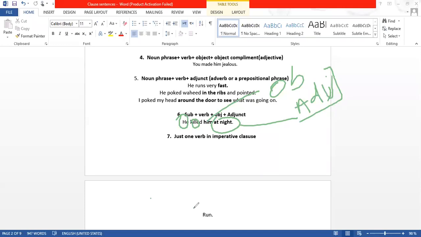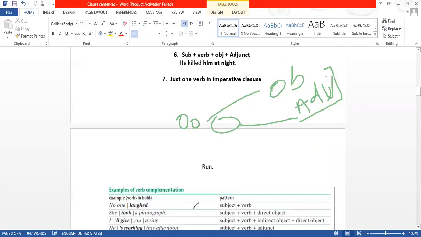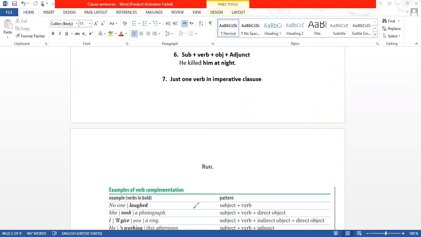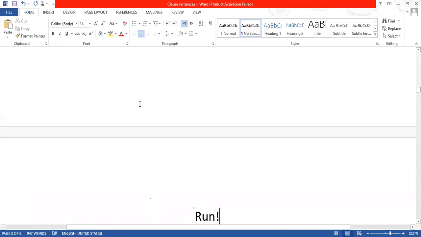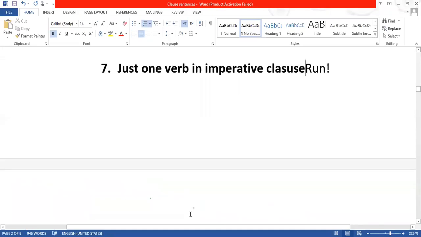If you see the seventh one, just one verb can be an imperative clause. How? I just told you that whenever you have a subject and a verb, that is called a clause. But how can just one word be a clause? This one, see? Run. Now, run is an imperative clause, or an imperative sentence, just one word. Or for example, go. It means you go or you run, but that you is already understood.